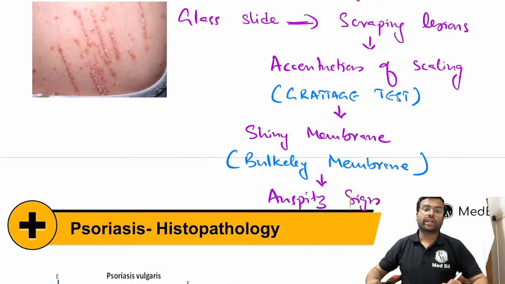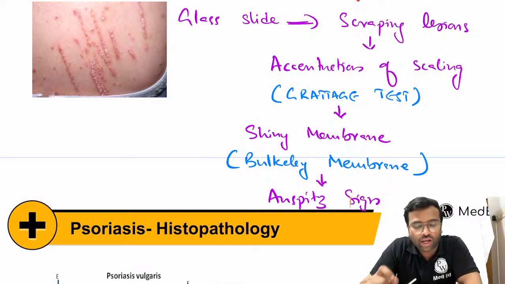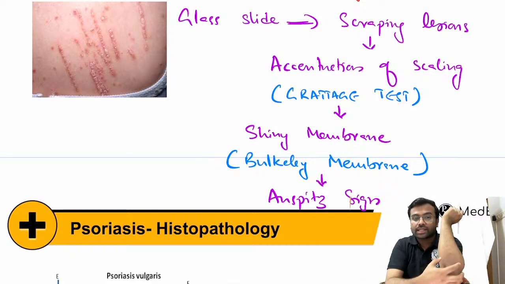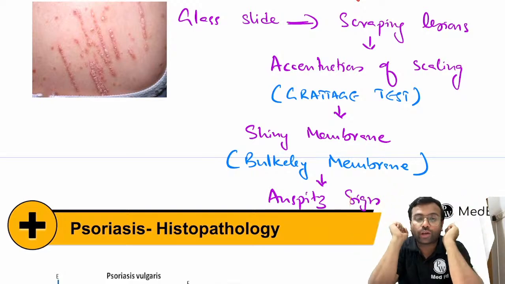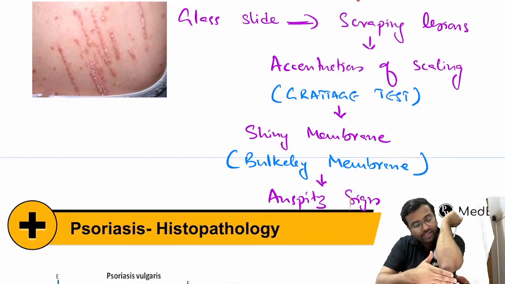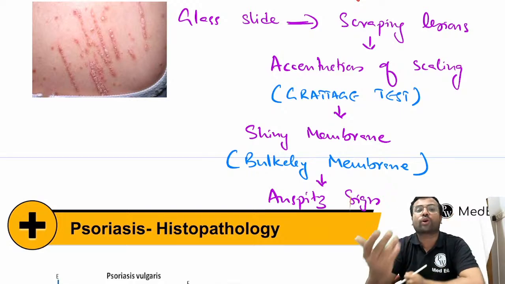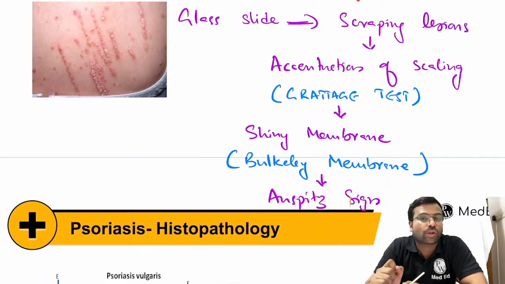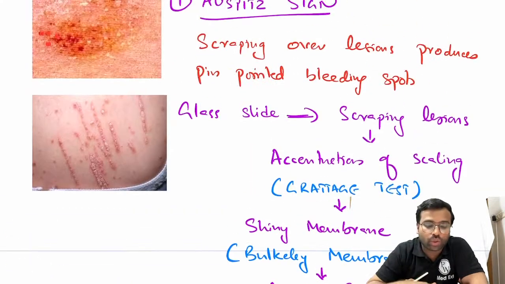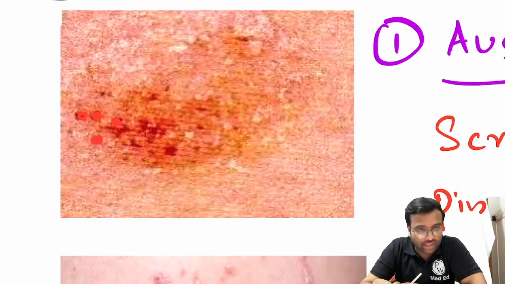If there are any queries, you can let me know in the chat box. So this is how Auspitz sign is elicited. There are basically 3 steps to it. Once you start scraping the lesions, first, the scaling becomes much more visible. What do we call that? The grattage test. Then when we continuously scrape, a shiny membrane will develop. The shiny membrane is called Bulkley's membrane. And again, you're not stopping. You continue to scrape, and you see bleeding spots over the skin. This is called the actual Auspitz sign.